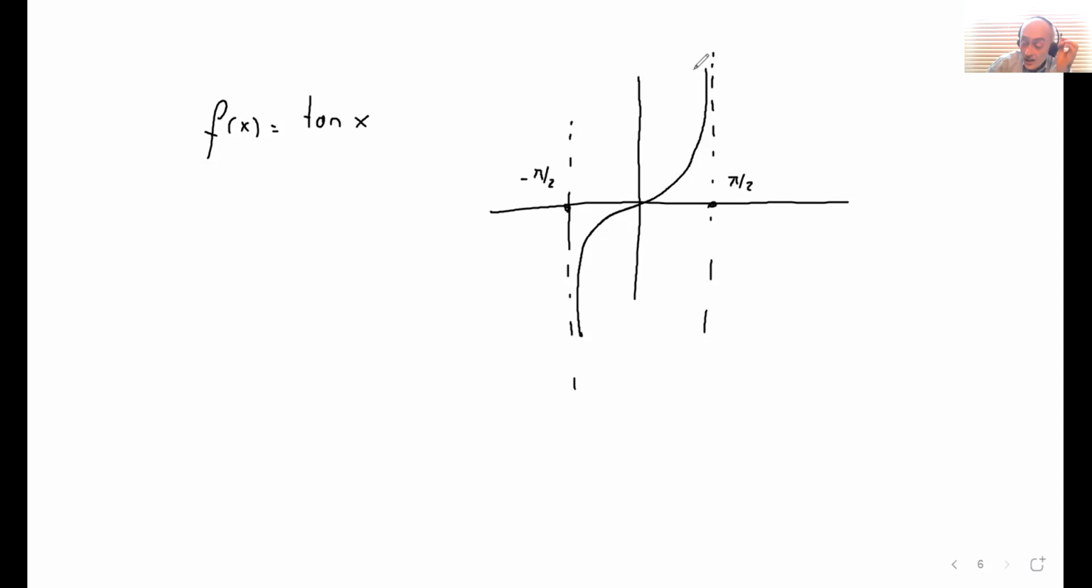Next time around, I am going to discuss how to plot these things on Desmos. Very easy, it's a simple exercise for you, and we'll do some problems from the book, distinguishing between various functions. There's a bunch of problems that I assigned from the book.